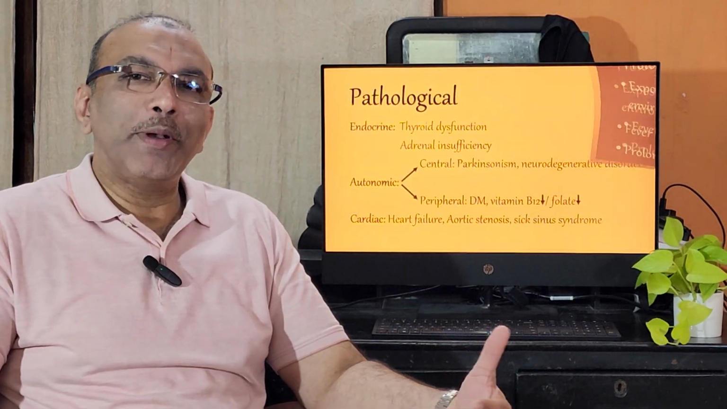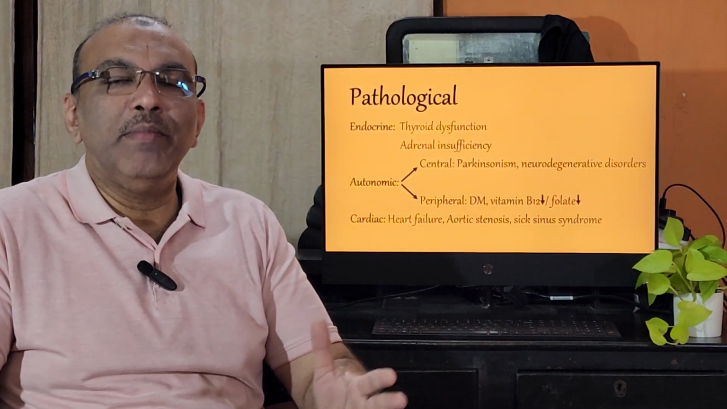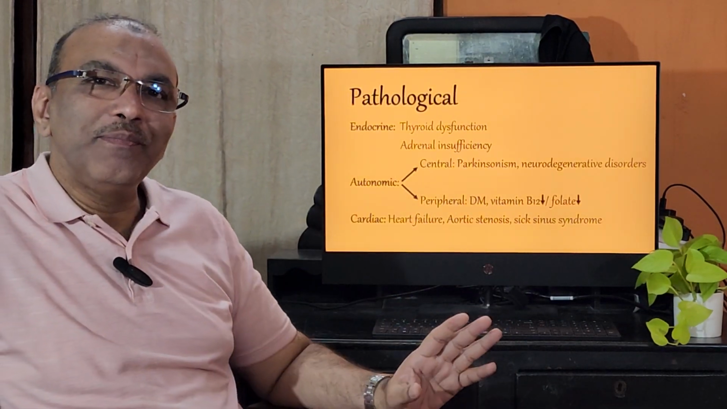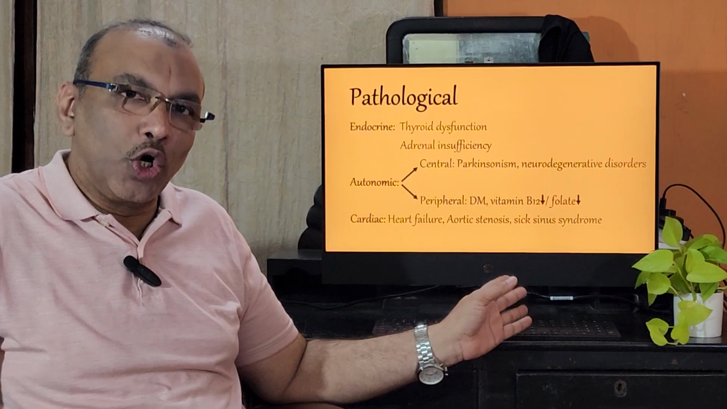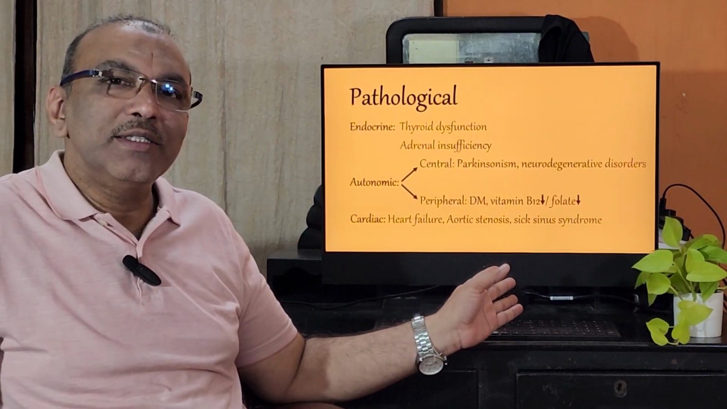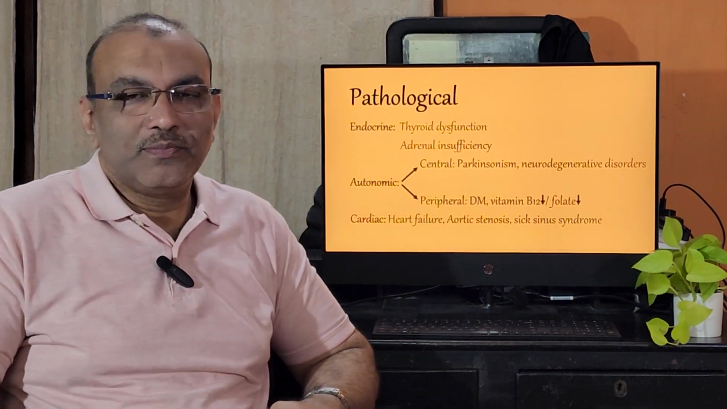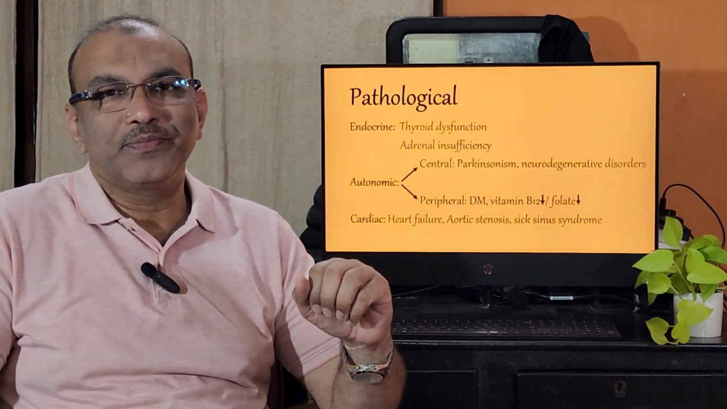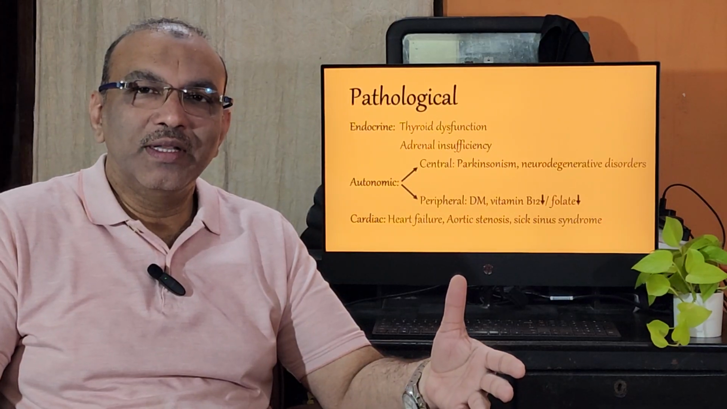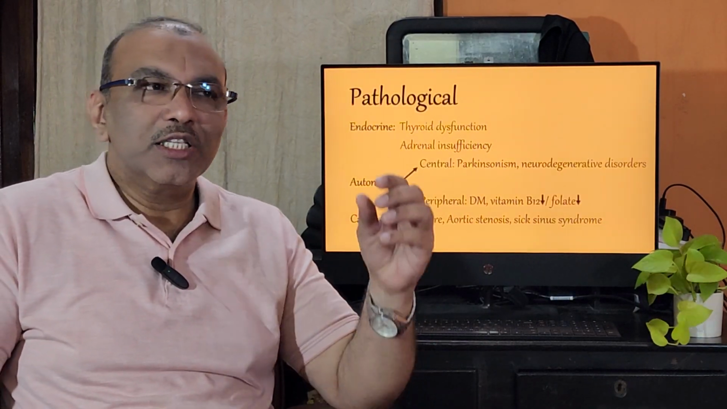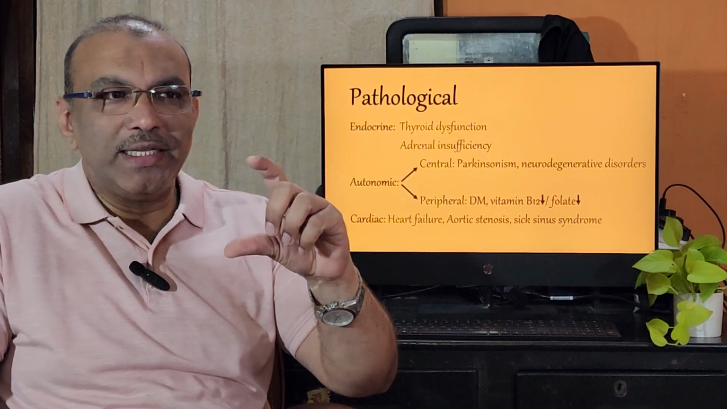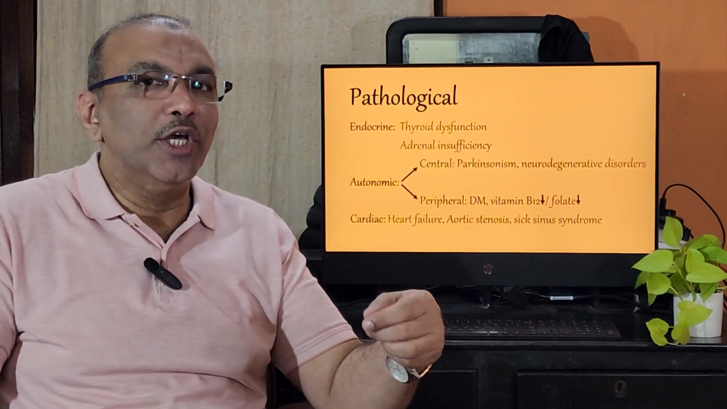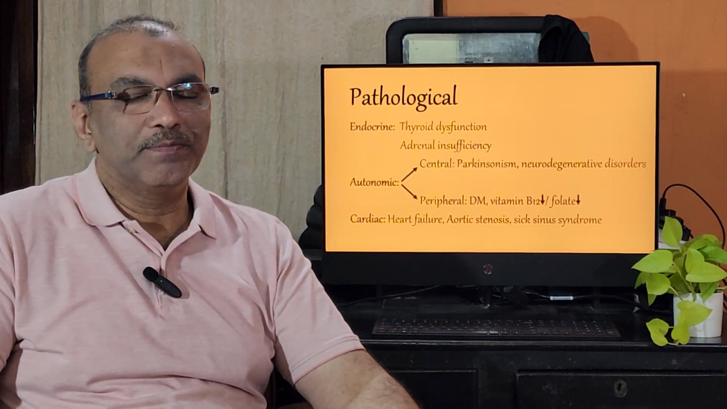Now, coming to pathological, I'll divide into three main causes. One being endocrine, second is autonomic system problem, third is cardiac problem. The endocrine problem: those patients with thyroid dysfunction. Second, there are small glands called adrenal glands, which are placed just above the kidney. When you have a problem with the adrenal gland, they can also experience this.